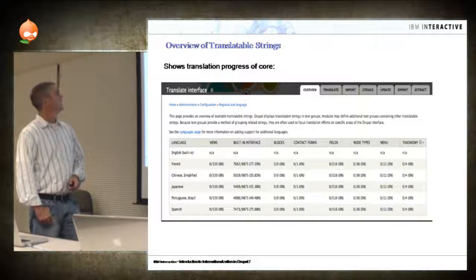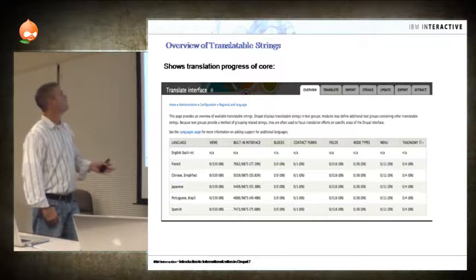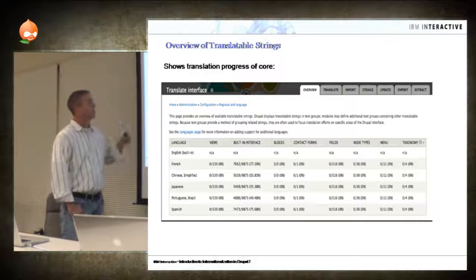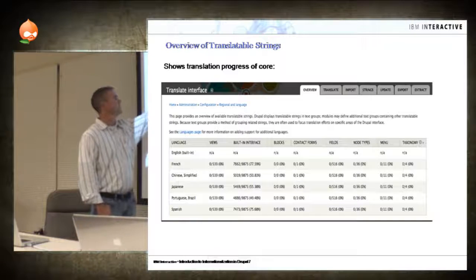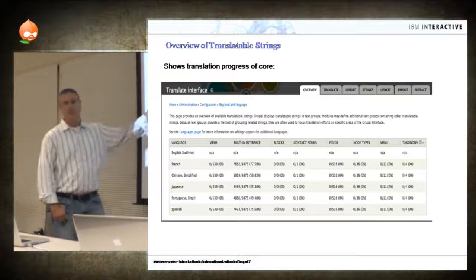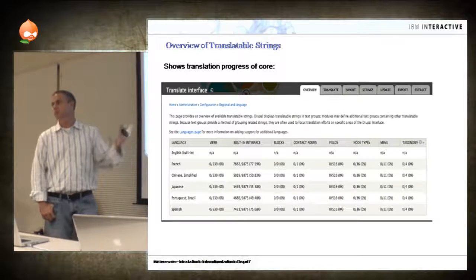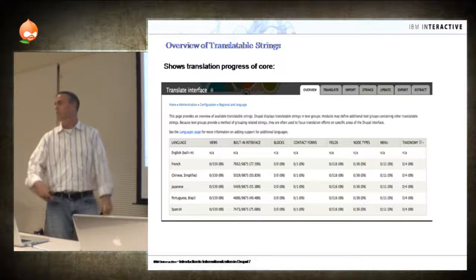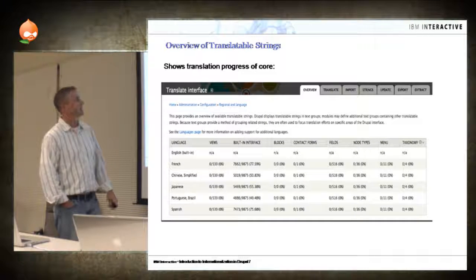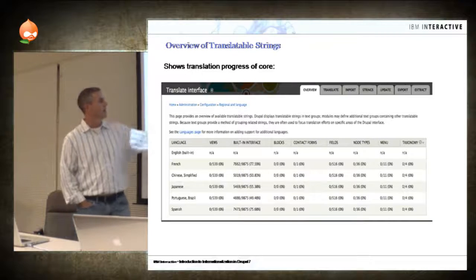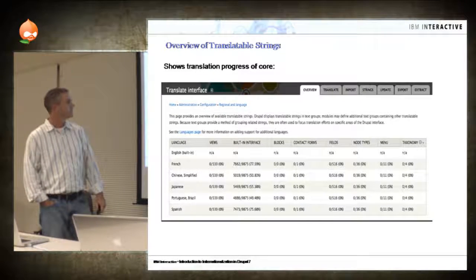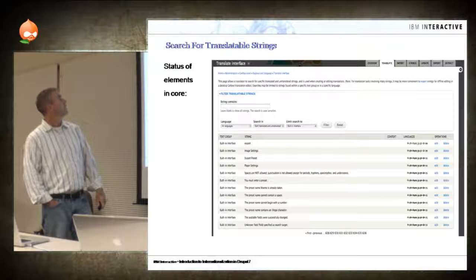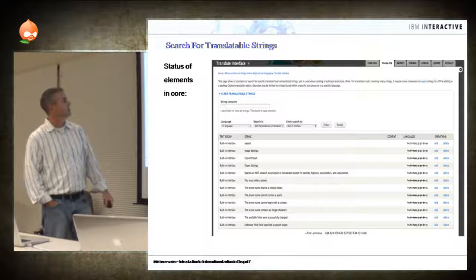And then again, here's an overview of translatable strings. This is based on Drupal core. And again, there's a whole menu item under Regional and Language. It shows the status of what core basically is through the localization site and the updates and where it's basically at, and however many blocks you have translated and so forth. And then status of elements in core.